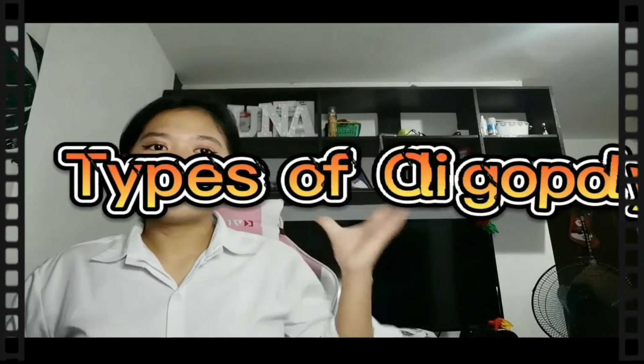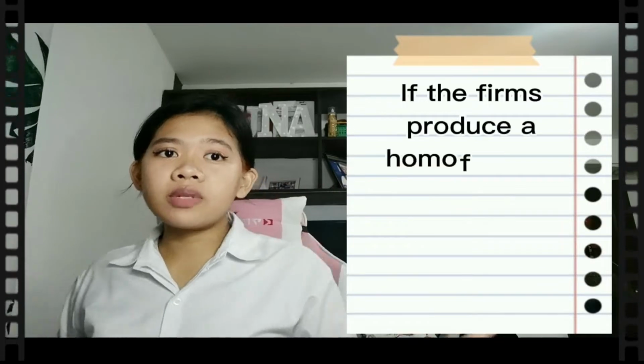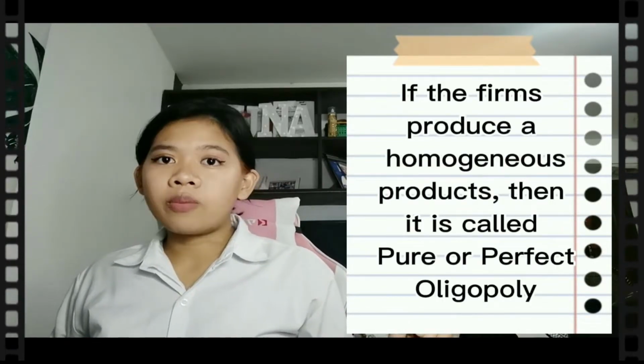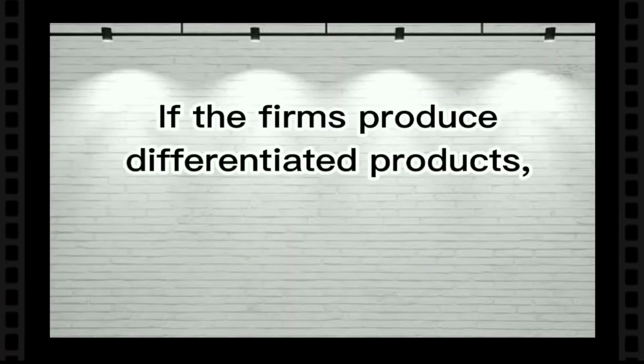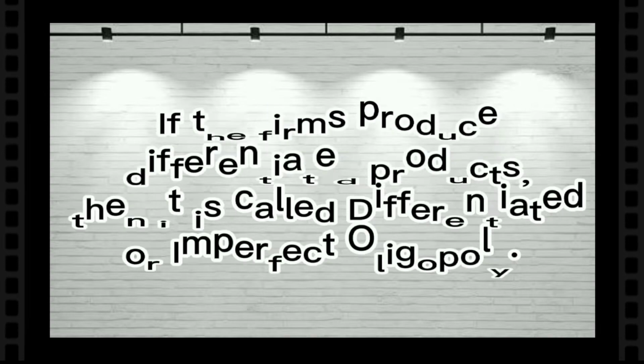Dako naman tayo sa types of oligopoly. First, we have pure or perfect oligopoly. So, what does it mean? If the firms produce homogeneous products, it is called pure or perfect oligopoly. Homogeneous products, ito yung nabanggit ko kanina. Next is imperfect or differentiated oligopoly. If the firms produce differentiated products, then it is called differentiated or imperfect oligopoly.